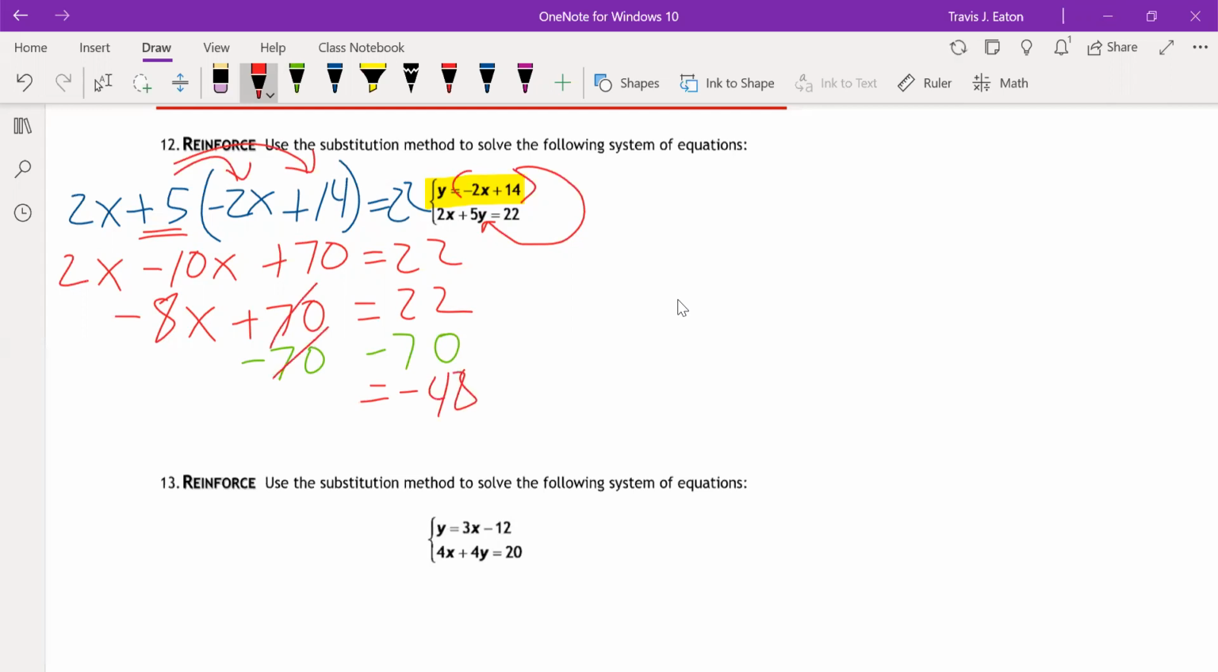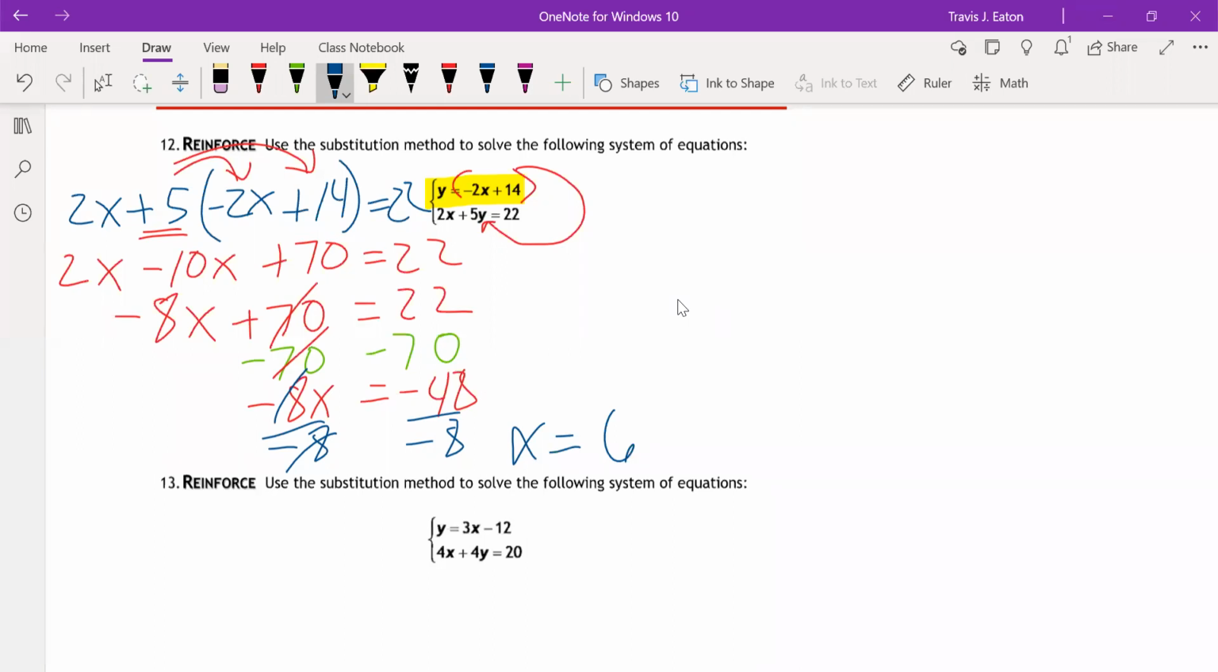And these two cancel each other out, and so I have negative 8x. I divide both sides by negative 8. And those cancel each other out, leaving me with, let's see, I've run out of room. x equals negative 48 divided by negative 8, which is positive 6. So now I know what x is. x is 6. Great. I've solved for one of the variables using my amazing algebraic skills.